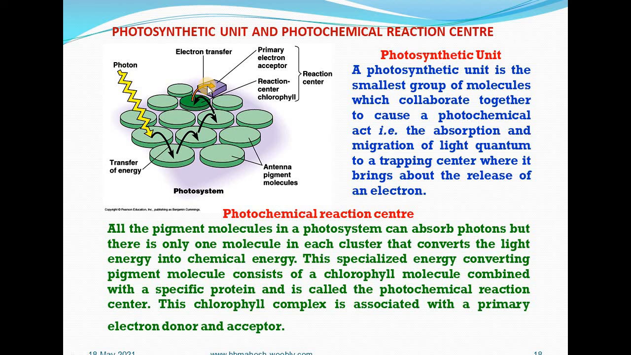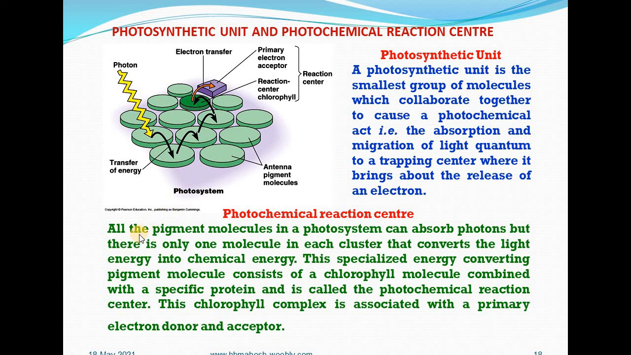But only one pigment molecule has the ability to convert radiant energy into chemical energy. That is nothing but the photochemical reaction center. You may wonder why only one of these 200 molecules, it is because that specific pigment is associated with some special type of proteins. So this combination gives the ability, strength to convert radiant energy into chemical energy. So here also, the photochemical reaction center.